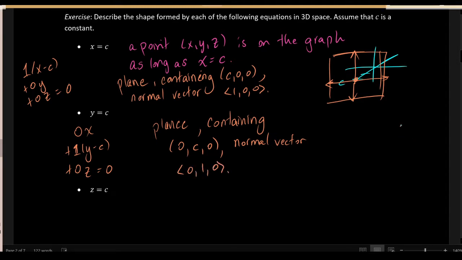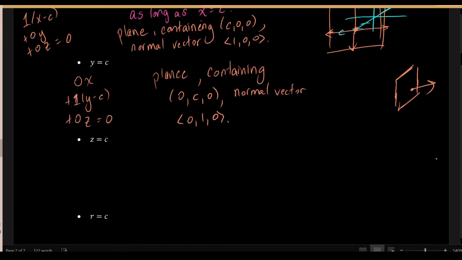As a result, we get a plane similar to the xz plane with its edge facing us, standing up with its edge facing us, passing through the point (0, c, 0). And very similarly for z as well. Z equals c is going to give you a plane which passes through the point where everything is 0 except for z, with a normal vector pointing straight up, which causes the plane to lie horizontally flat, just like the xy plane.